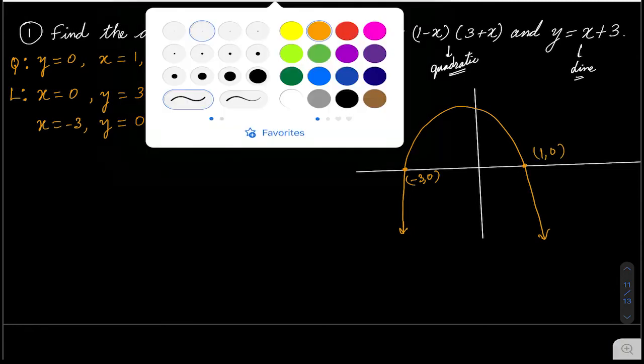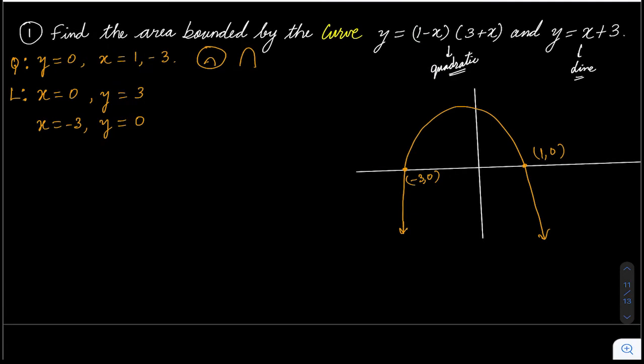Now the straight line. 0, 3 is actually this point, and minus 3, 0 is this. Okay, so this is the graph we are getting. And between these, this area is what we are looking for.